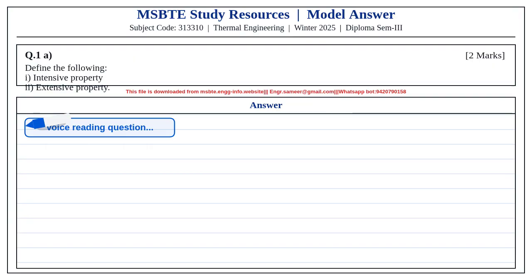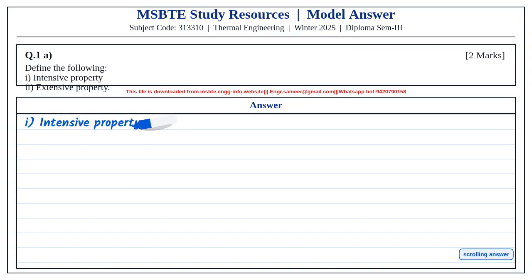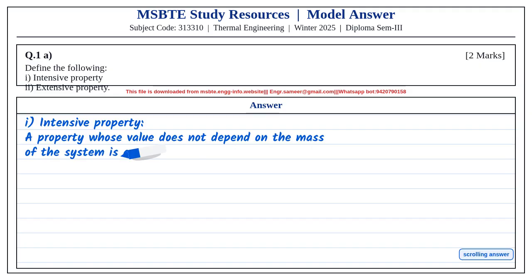Question 1a. Define intensive property and extensive property. Intensive property is a property whose value does not depend on the mass of the system. Examples are pressure, temperature, and density.